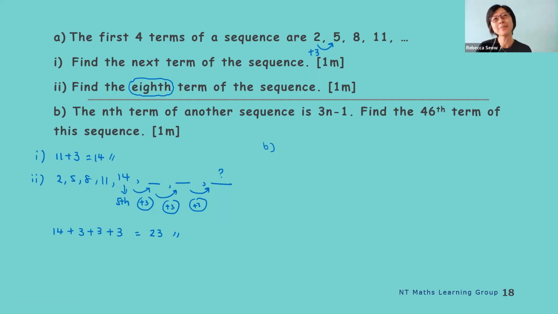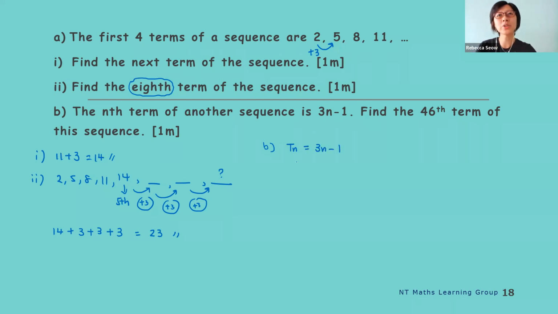Okay, and we move on to the next part where we talk about the nth term of another sequence, 3n minus 1. Now, when a question is phrased such that they say it's another sequence, that means question B is not related to question A. Yeah, it's not related. And they gave you the nth term. That means that if I want to consider this 3n minus 1 as the general term, yes, I could write it as Tn equals to 3n minus 1.